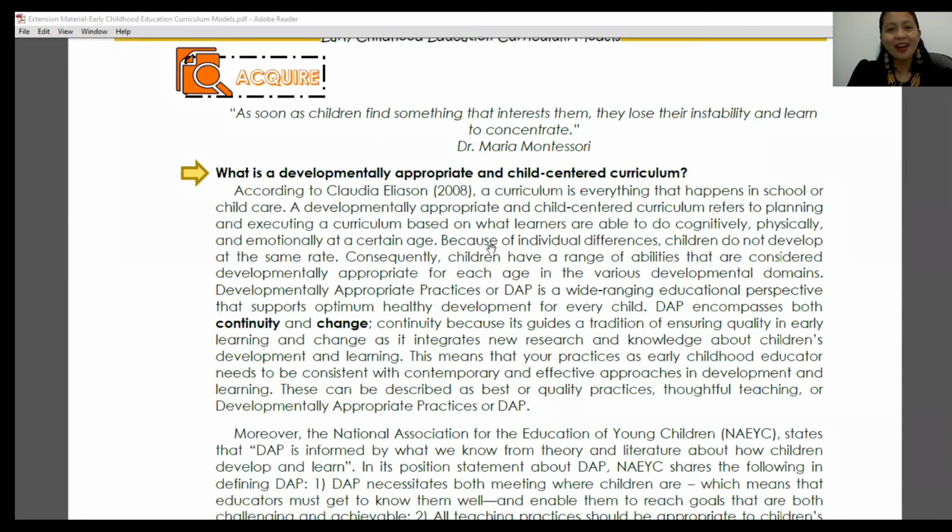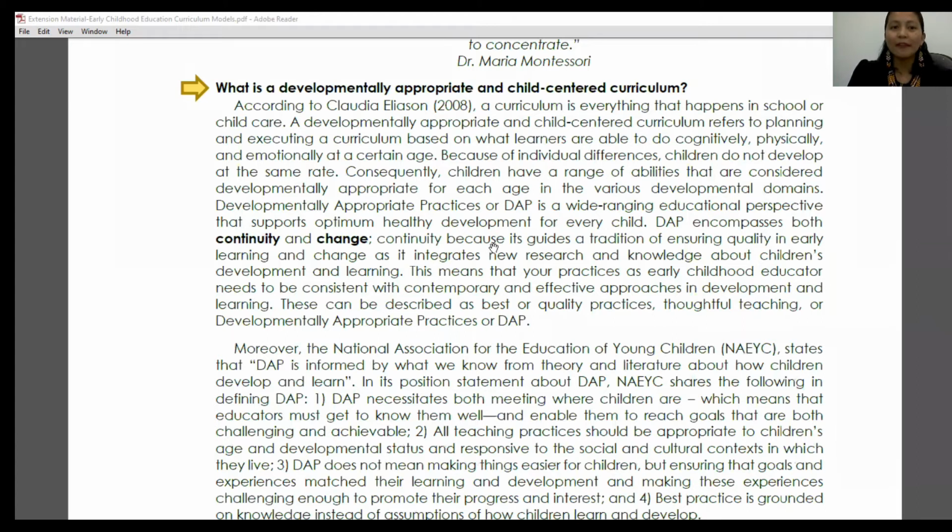Alright, so let's start the discussion by defining what a developmentally appropriate or child-centered curriculum is. It has been defined by Claudia Eliasson that a curriculum is everything that is happening in school or child care.